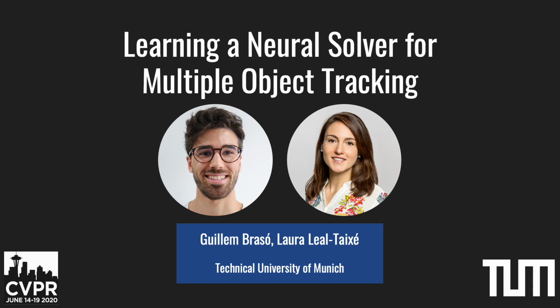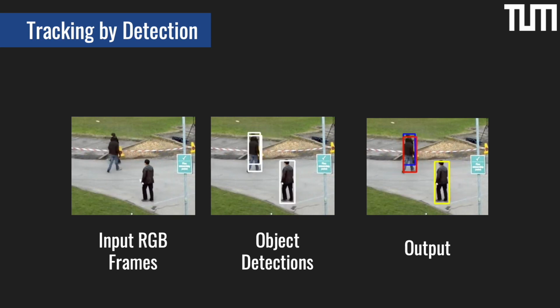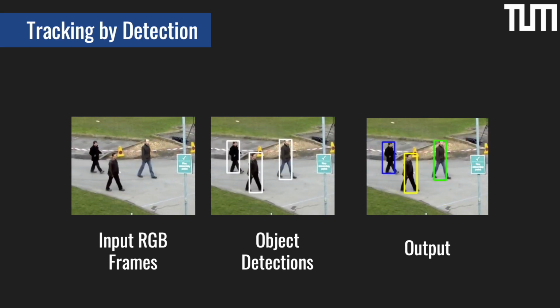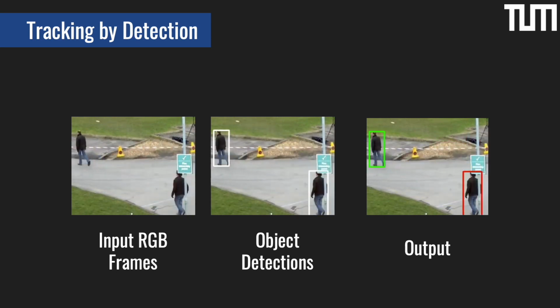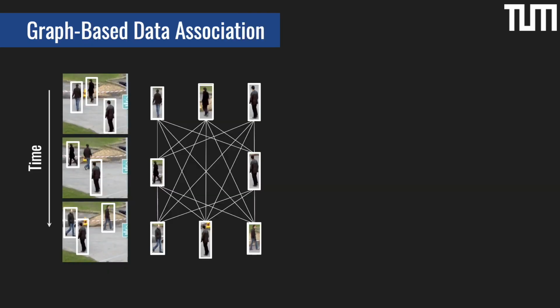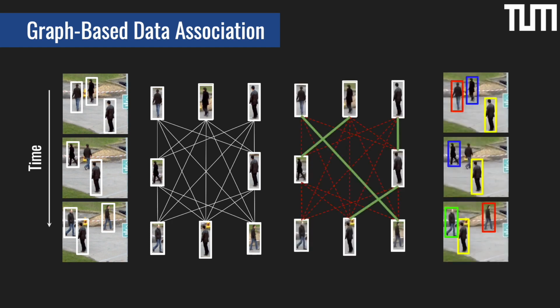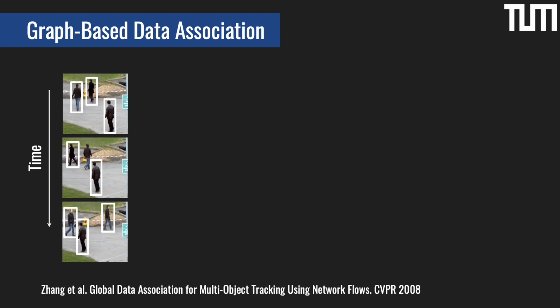In tracking by detection, our input is a sequence of RGB frames in a video and object detections for every frame. Our task, data association, is to link these detections into temporally coherent trajectories. Graphs offer a natural formulation for this problem. Nodes represent object detections, and edges possible temporal links among them. The task then becomes to identify which edges belong to actual trajectories and which edges do not.